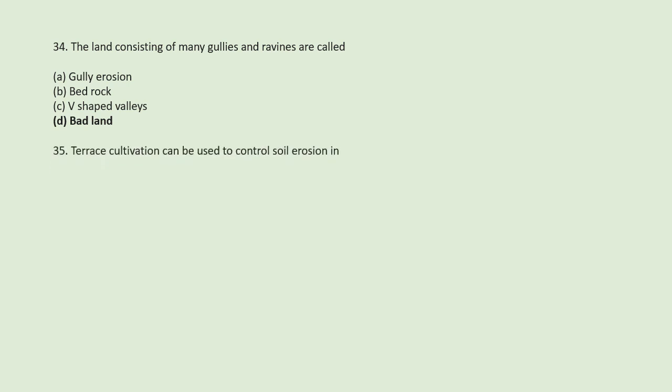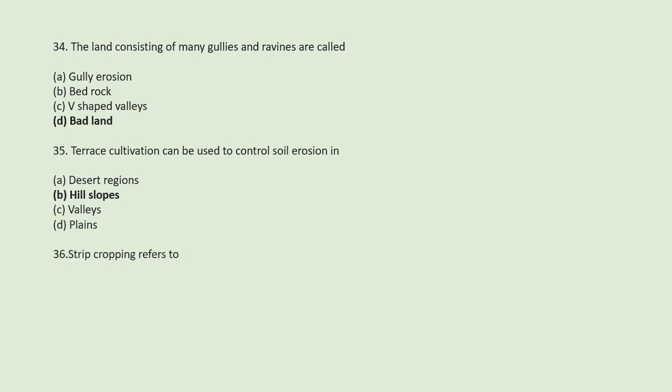Question 35. Terrace cultivation can be used to control soil erosion in A. Desert regions, B. Hill slopes, C. Valleys, D. Plains. Option B is the right answer. Terrace cultivation can be used to control soil erosion in hill slopes.